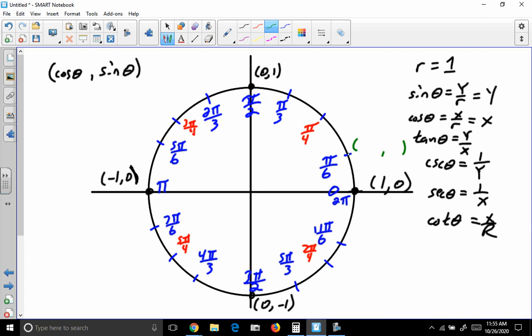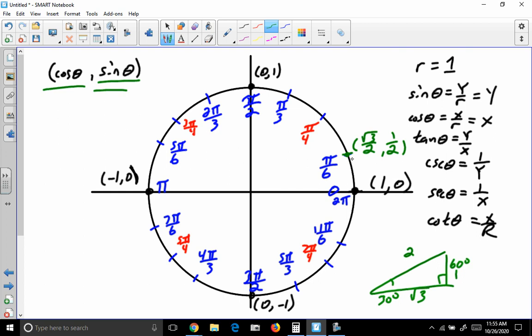Keep in mind this direction is pi over 6 or 30 degrees. If we go back to a 30, 60, 90 triangle, our sides are 1, 2, and the square root of 3. If the x-coordinate is cosine, cosine of 30 is adjacent over hypotenuse, so root 3 over 2. The y-coordinate is sine, so sine of 30 is opposite over hypotenuse, or 1/2. So at 30 degrees, cosine is root 3 over 2, sine is 1/2.